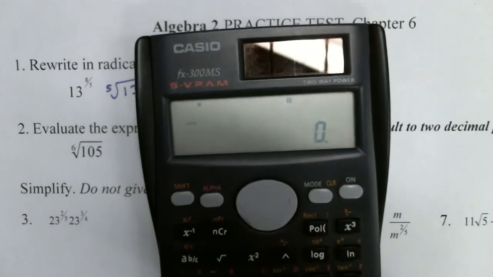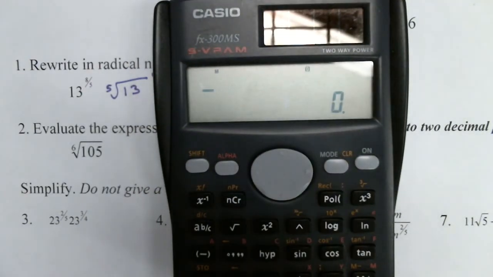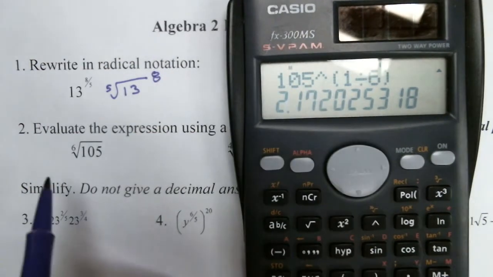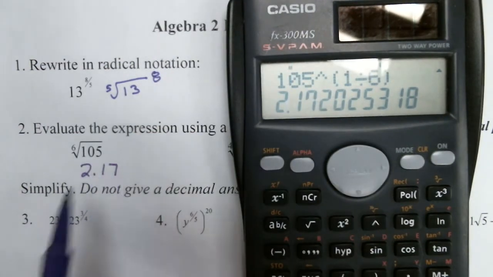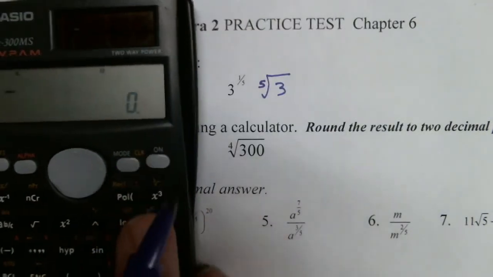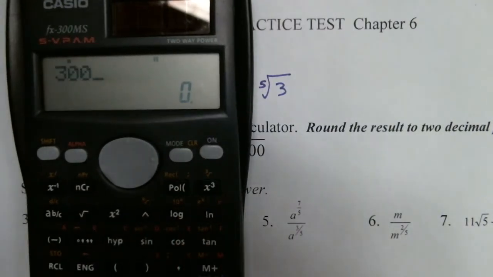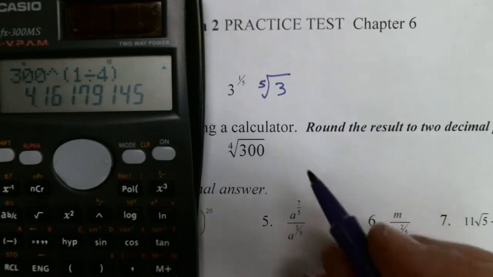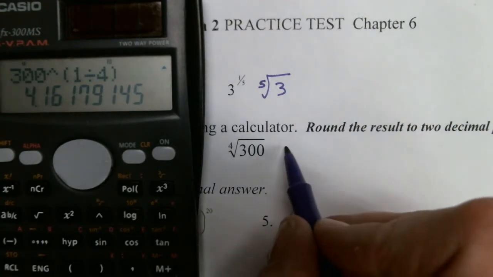So in your calculator, if you have a cool one like mine, you take 105 to the 1/6 power to get the sixth root. Round that to two decimal places, you have 2.17. For the next one, the fourth root of 300, 300 to the 1 divided by 4, is 4.16.